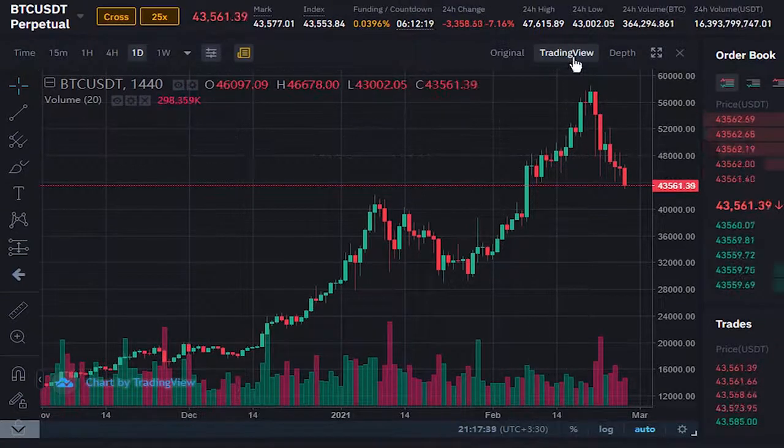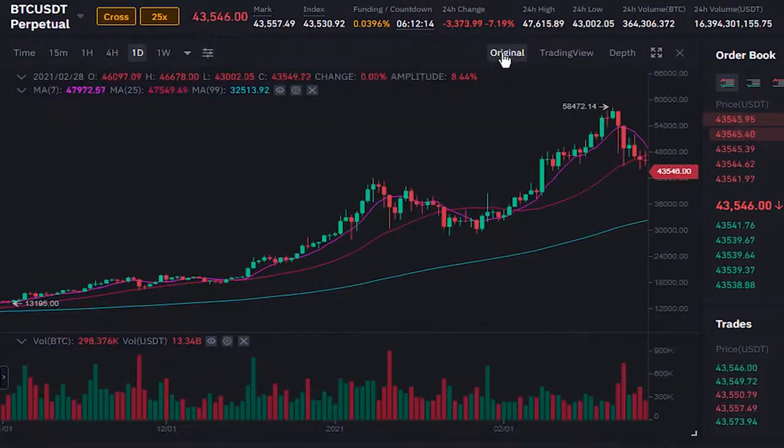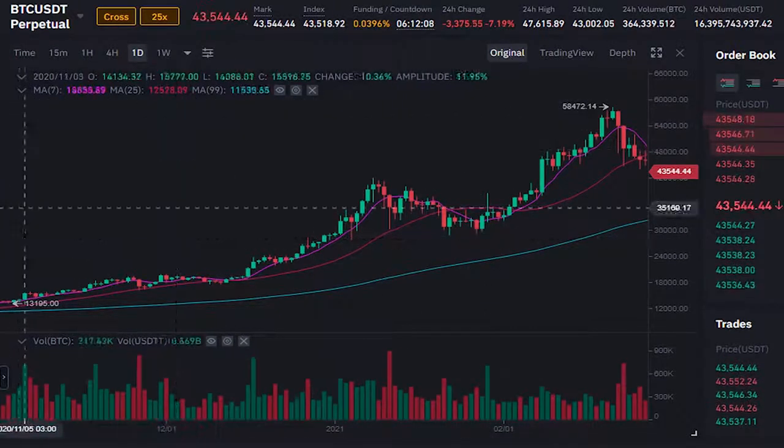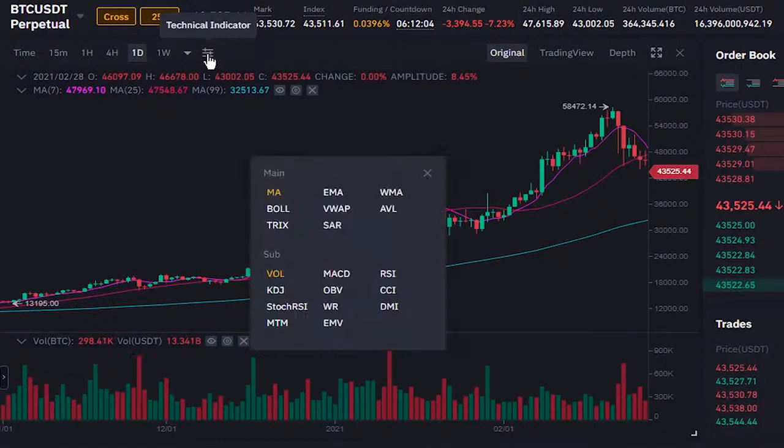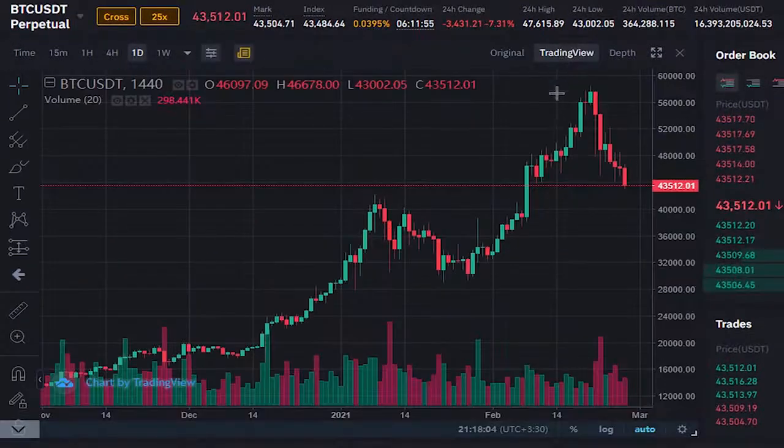This chart is from TradingView. We have also the original one, which is from Binance, but not so many tools. And the indicators are also limited, as you can see. The chart that is from TradingView is a better option.